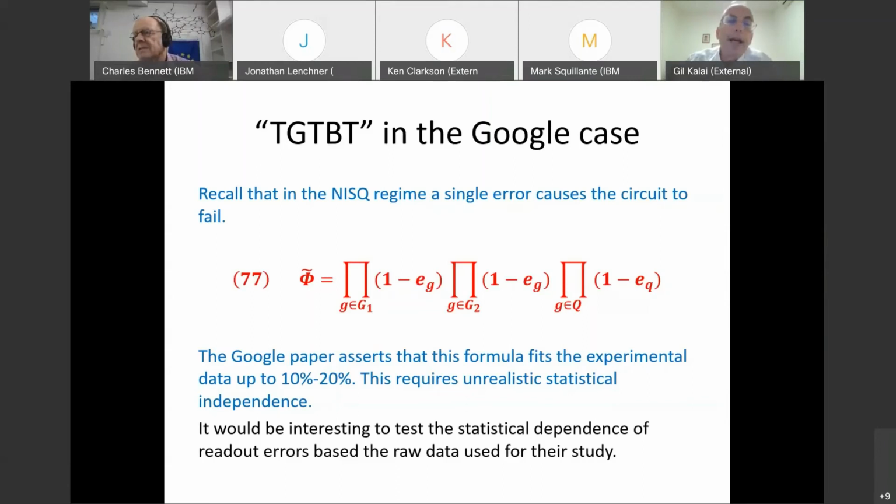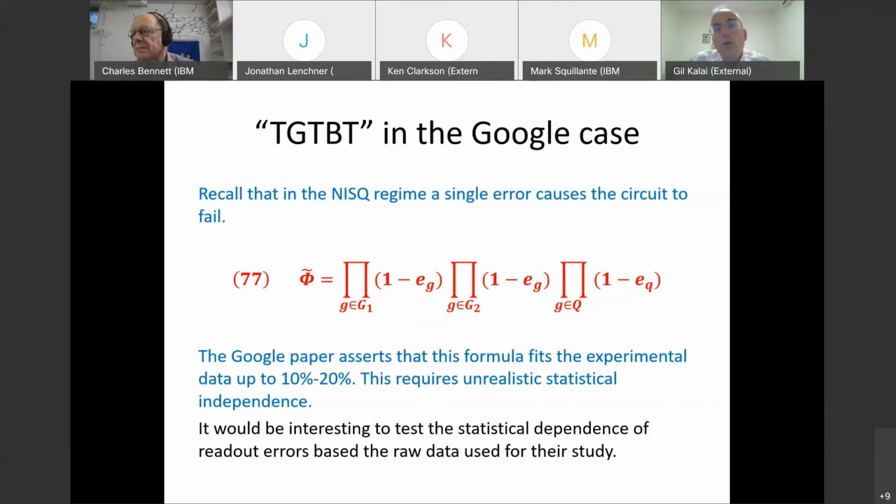And the claim in the paper is that a good prediction of the fidelity is the product of 1 minus all these numbers. So you take the product over all 1-qubit gates of 1 minus EG, and the product over 2-qubit gates of 1 minus EG, and the product over the qubits of 1 minus EQ. And the Google paper asserts that this formula fits the experimental data up to 10 to 20%.